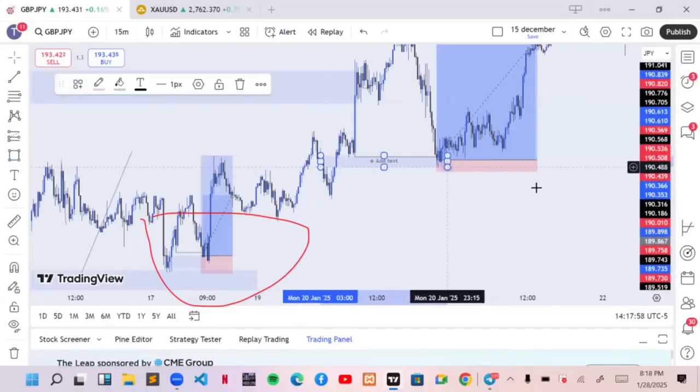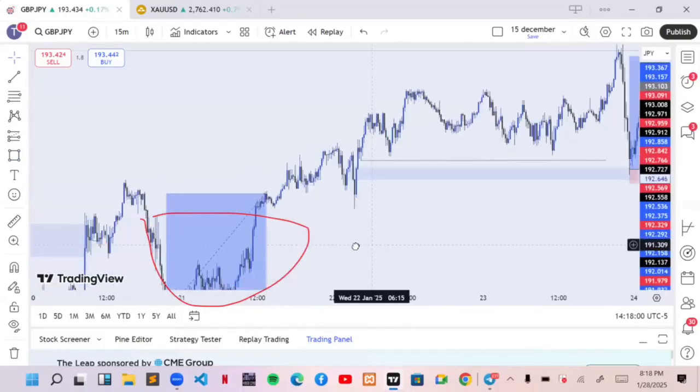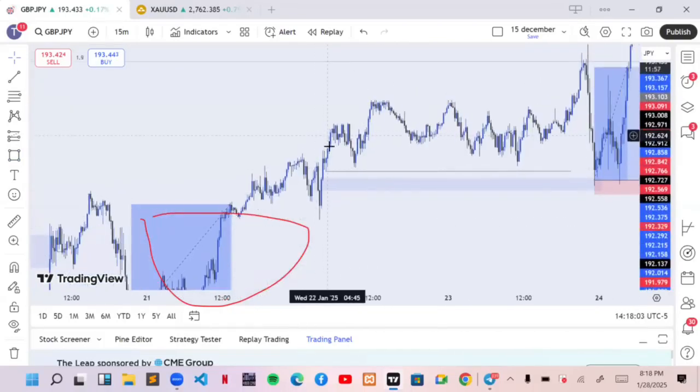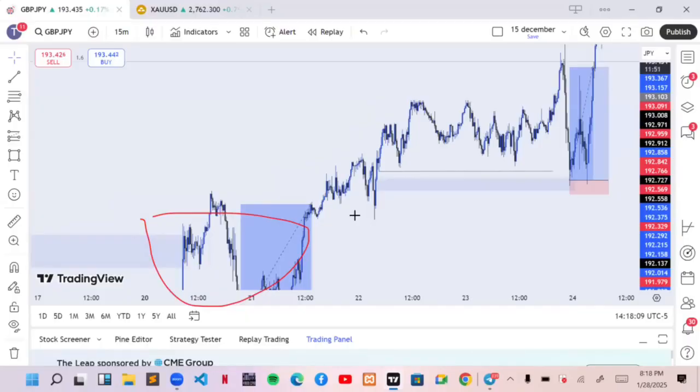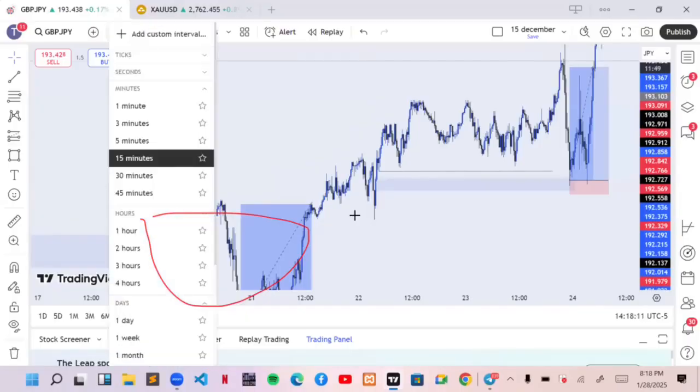I took another buy. After that, I came here. I saw another structure shift to the upside. I saw inducement. This is another block on 30 minutes. I kept taking buys because I knew that the direction of the market on the higher time frame is giving me buys.